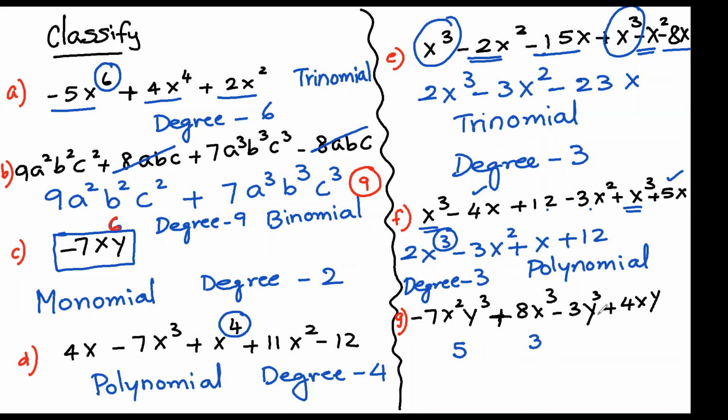Here it is 3. In the third term, it is 3. I'm simply writing the exponents, okay, so that we can determine the degree of this polynomial. And here you have 1 plus 1, so this is going to be 2. Now, if you look at the highest exponent, it is 5. So this is a 5th degree polynomial. So the degree is 5, and therefore this is a 5th degree polynomial. I hope it is clear.